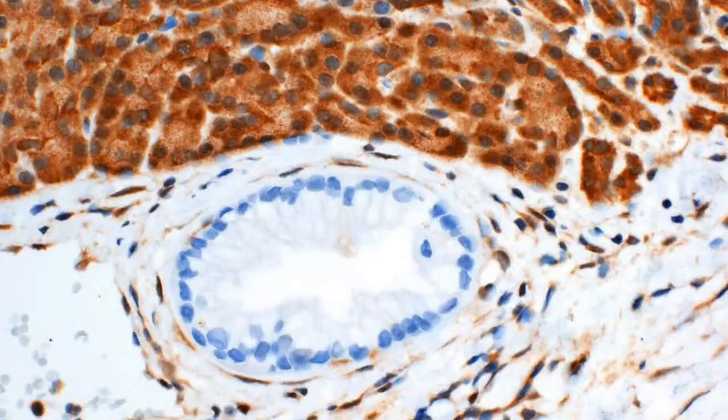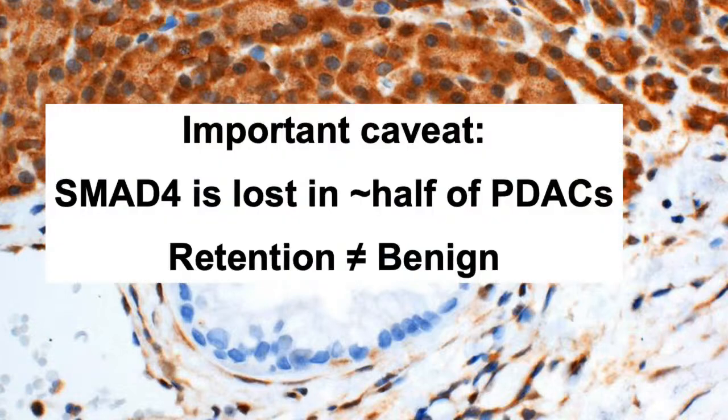Here's one more example. Again, a very bland, well-differentiated gland, but with total loss of SMAD4 expression. So this is a gland of pancreatic ductal adenocarcinoma. One important caveat in interpreting SMAD4 immunohistochemistry, though, is that SMAD4 is only lost in about half of PDACs. And so the loss can really help you to confirm a malignant diagnosis, but half of PDACs are going to retain SMAD4 expression. So if your cells in question retain SMAD4, that doesn't necessarily mean that they're benign.